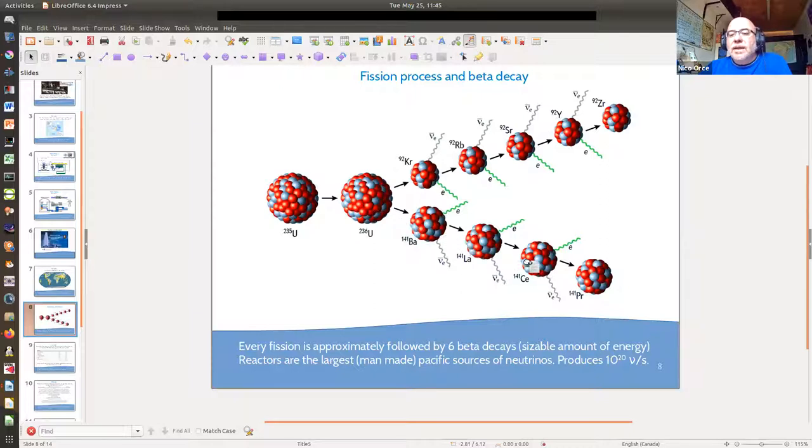And this other one will go, again, by beta decay, to lanthanum-141, cerium-141, and praseodymium-141, whatever. I don't remember these names very exactly.